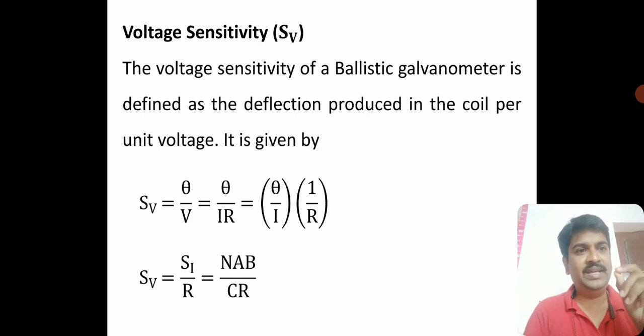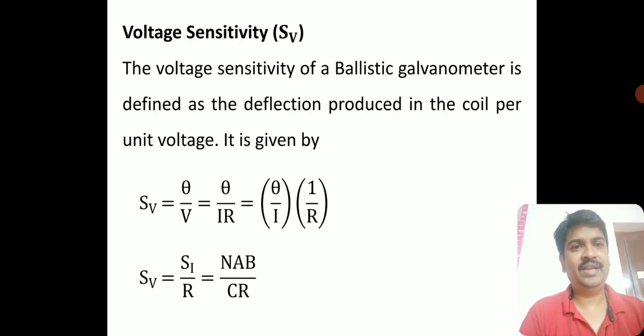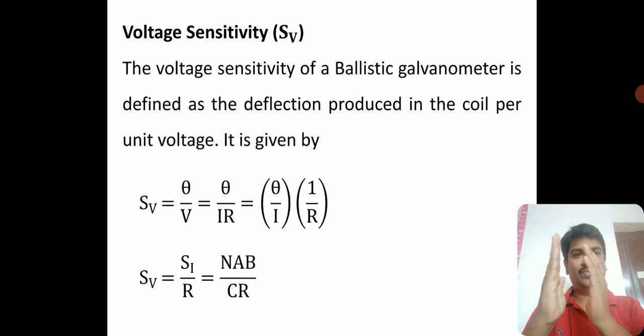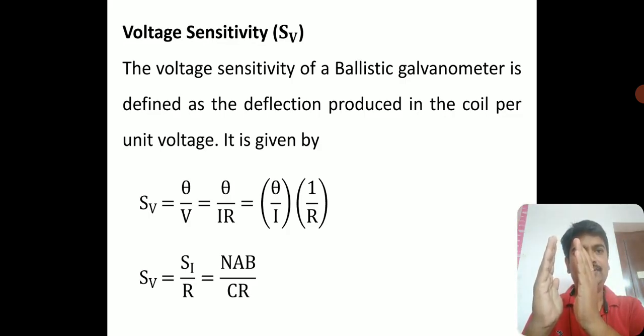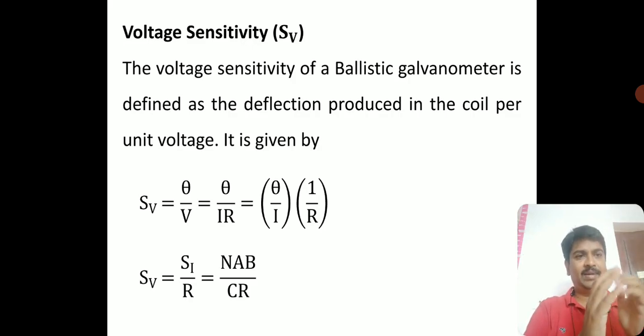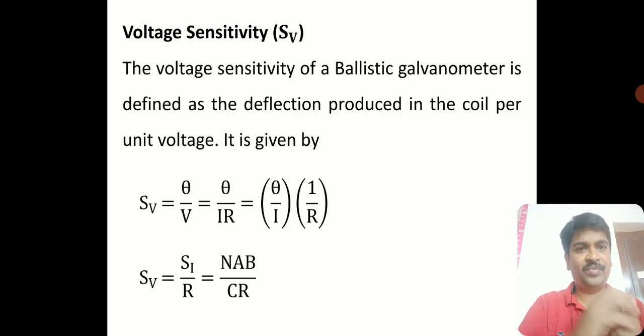We know what V is. From Ohm's law, V is equal to I into R. So it is theta divided by IR. If I split this, in one bracket I'll write theta by I, and in the other bracket I'll write 1 by R. Why am I writing this?